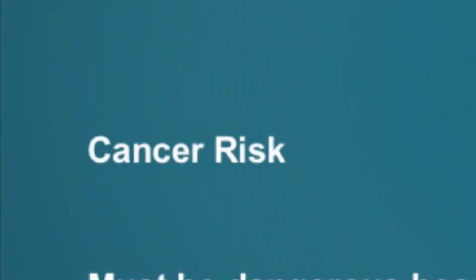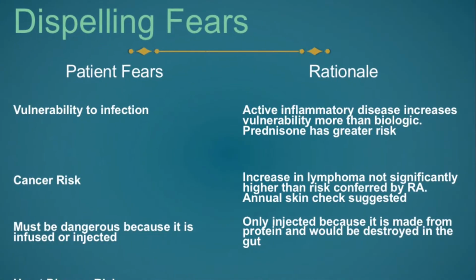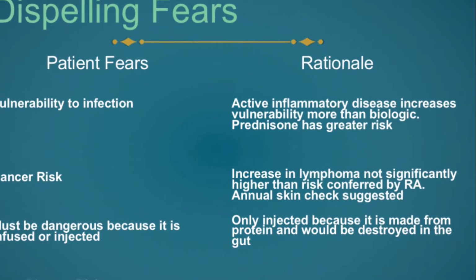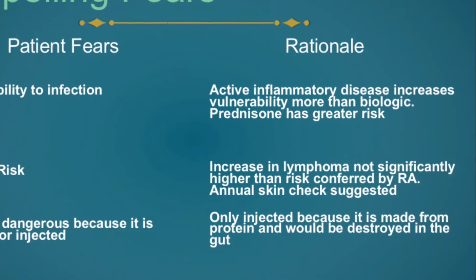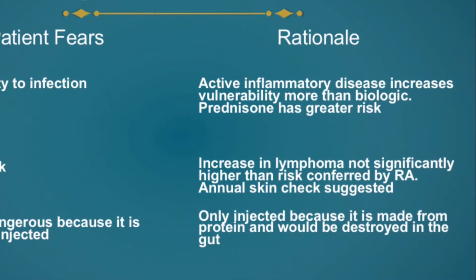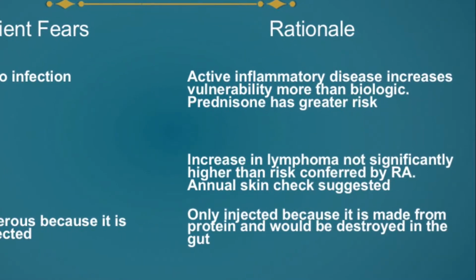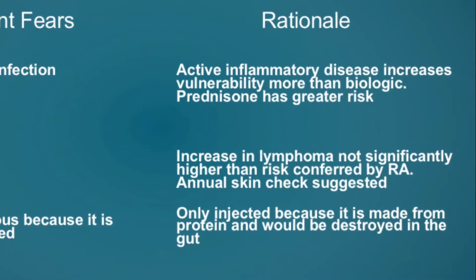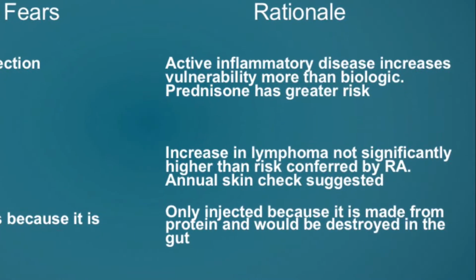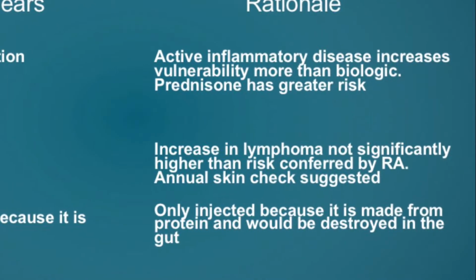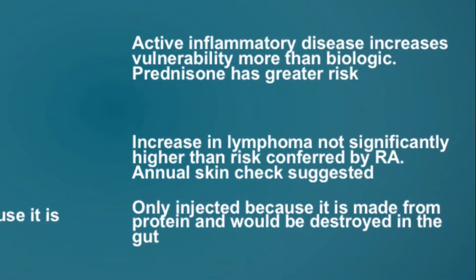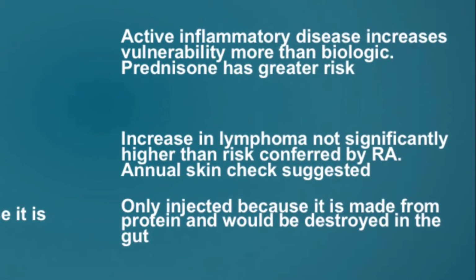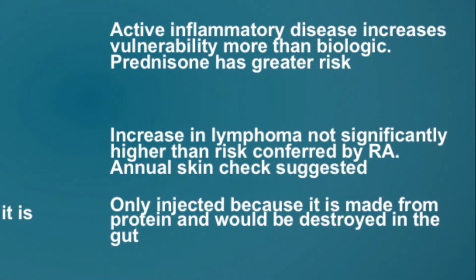Cancer risk, of course, would be a concern to anyone. But what we've learned over time and through registries collected around the world, is that the increase in lymphoma that people were concerned about was not significantly higher than the risk conferred by rheumatoid arthritis alone. What that basically means is that there was no difference in people on treatment versus off treatment. It was in fact the condition that increased the risk. However, I will say in people with rheumatoid arthritis, the risk of breast cancer is lower than in the general public. The risk of bowel cancer is lower, but yes, lymphoma is a bit higher.